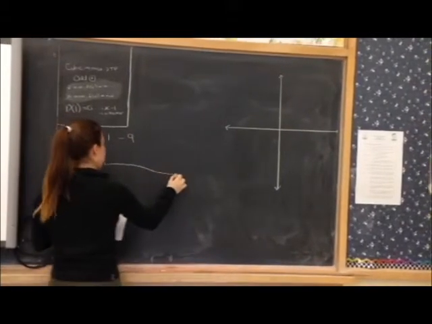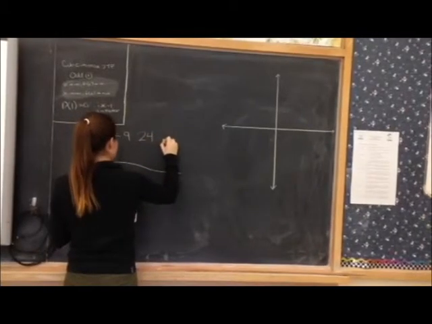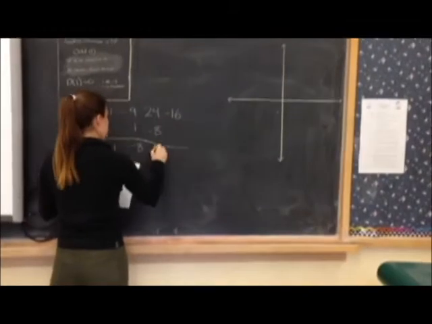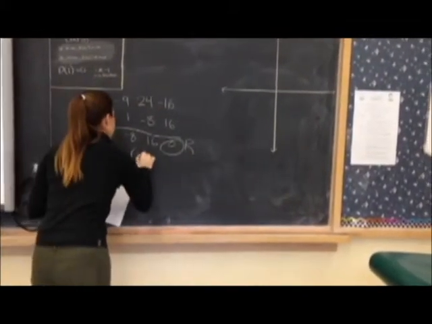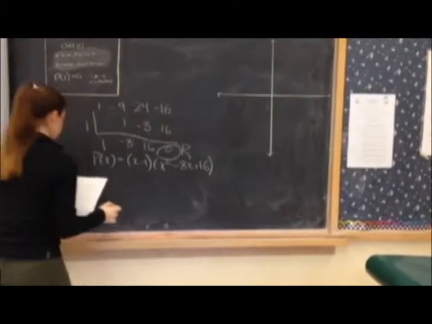Now there's a couple of ways to divide big equations like this. Sharisse is going to use synthetic division. So at the end, you should have a remainder of 0, and the new equation will be p of x equals x minus 1, which is our previous factor, times x^2 minus 8x plus 16.